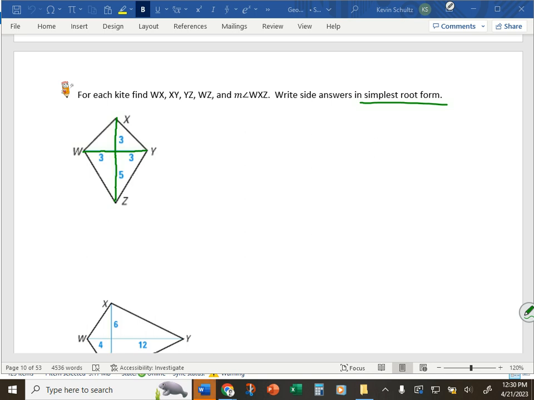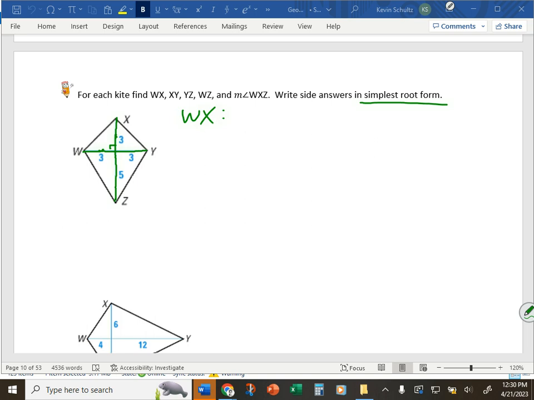So tell me how we're going to get side WX here. Our first task, WX. We could use the Pythagorean theorem. What else could we use here? Could use 45, 45, 90 triangles. How do we know it's a 45, 45, 90 triangle? Because these intersect at a right angle, but how do we know it's specifically a 45, 45? Because the legs of this right triangle are congruent, right?